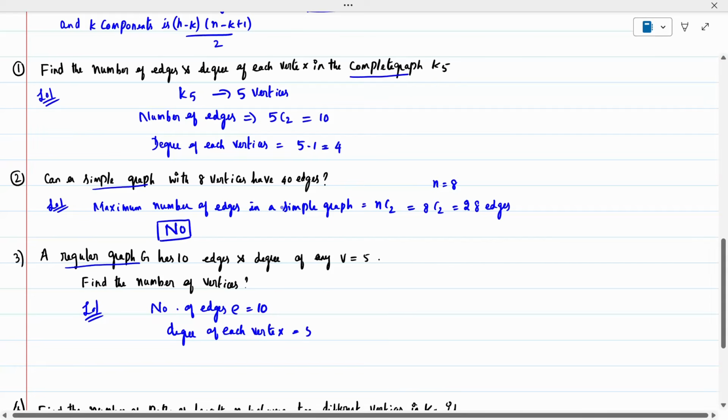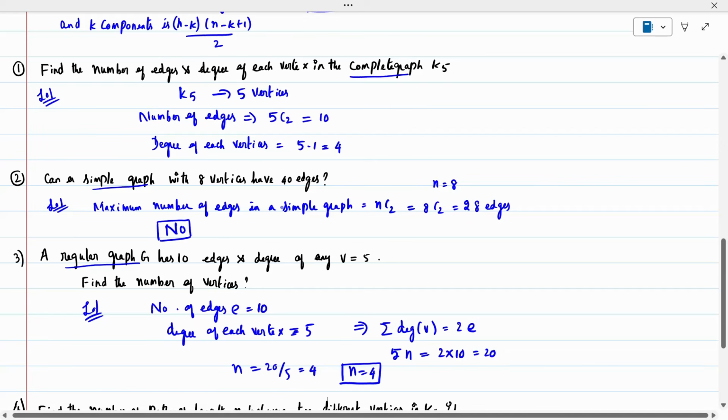Okay, we know the formula: the sum of the degrees of the vertices is nothing but 2 times E. The degree of each vertex is given as 5, so 5 times n is 2 into 10, which is 20. So only n we need to find, the number of vertices. n is 20 divided by 5, so it's nothing but 4. So n equal to 4 is the number of vertices.